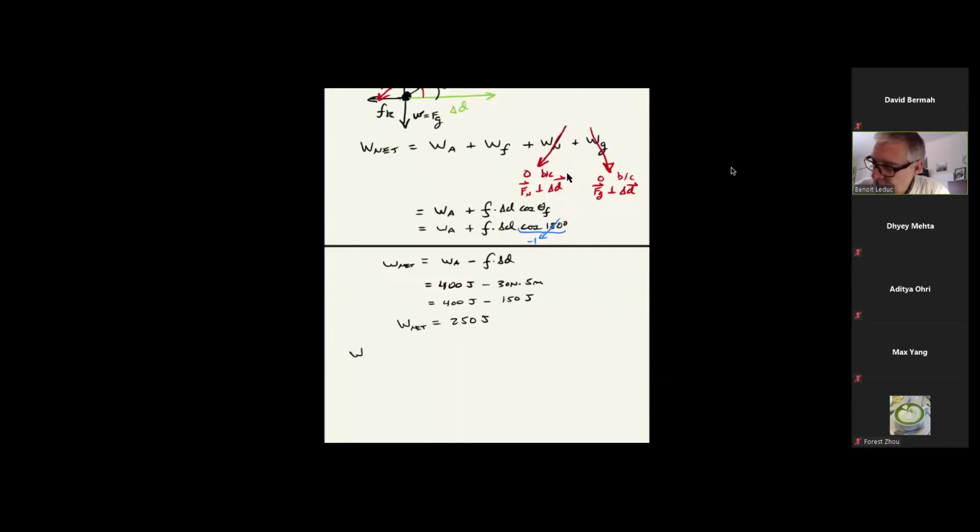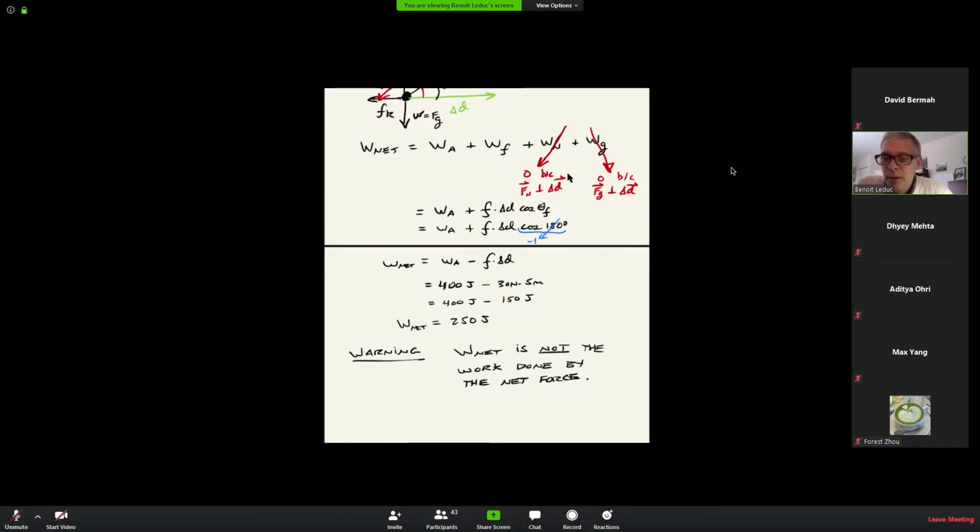Okay, so warning. The net work is not the work done by the net force. Okay, so the net work is not the work done by the net force on the object. It's the addition of the work done by each force.